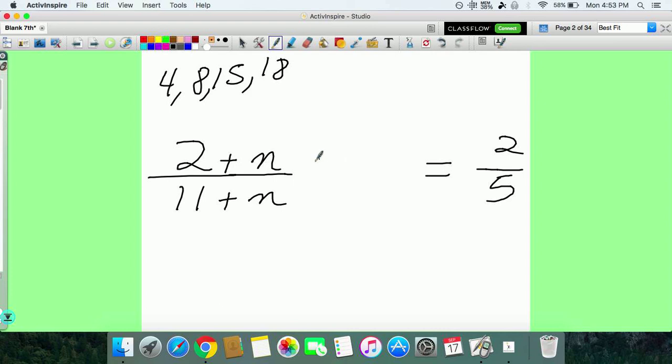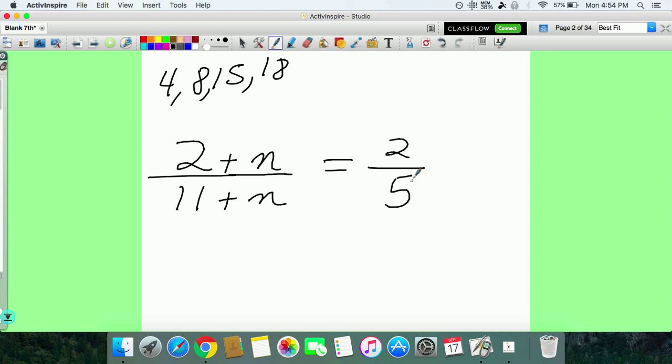One way of doing this, and I didn't cover this in class because we ran out of time, is guess and check, but the other way is algebraically. So I'm going to cross multiply. Let me just rearrange this and write it like this. The instruction says, add a number to 2, the numerator, and add that same number to 11, and you're going to get a new fraction, and that new fraction will be equal to 2/5. So one way of doing this is by cross multiplying.